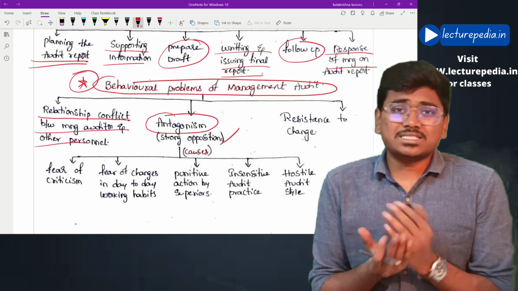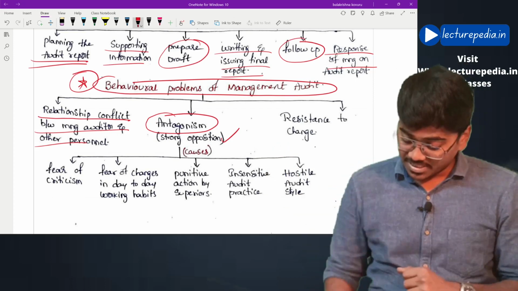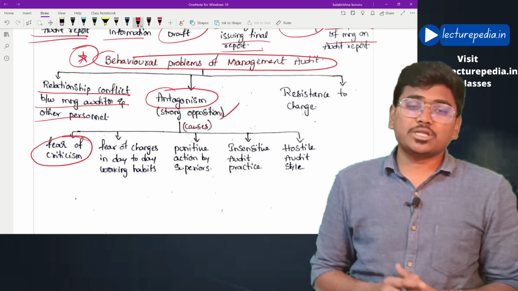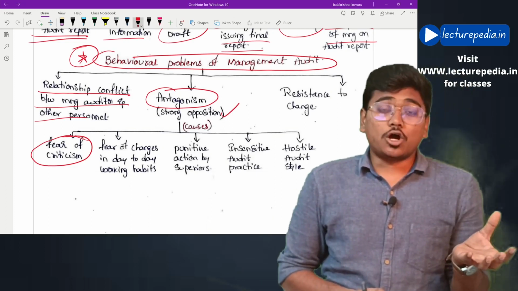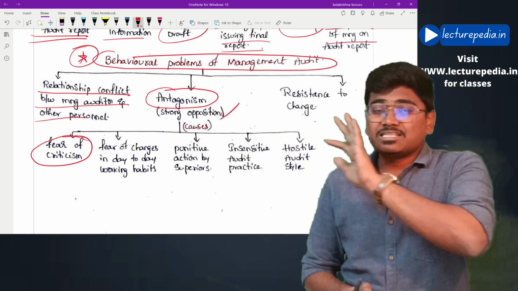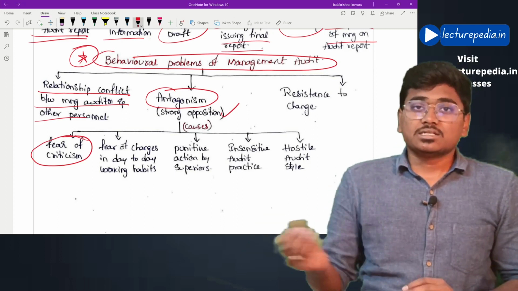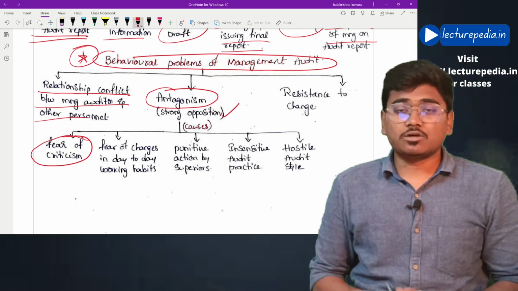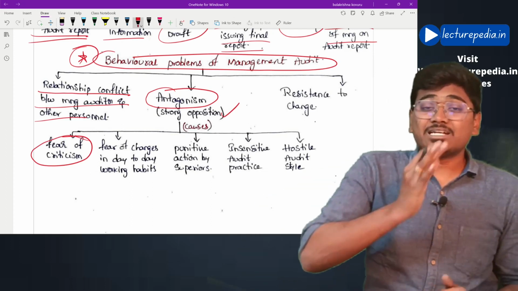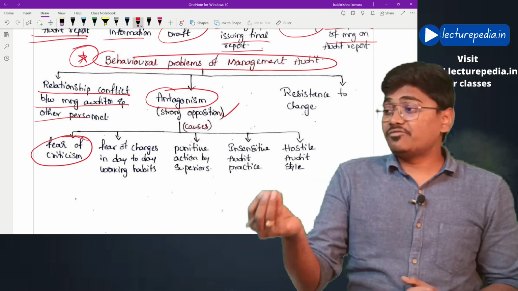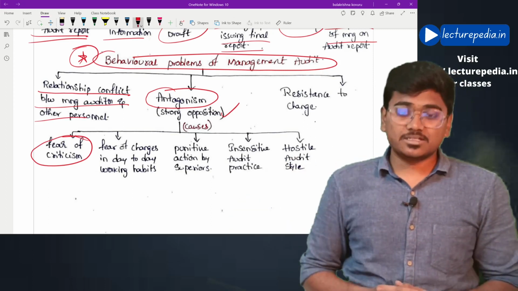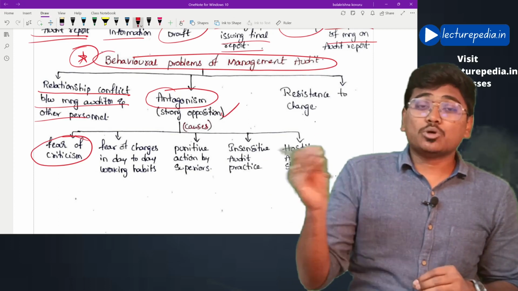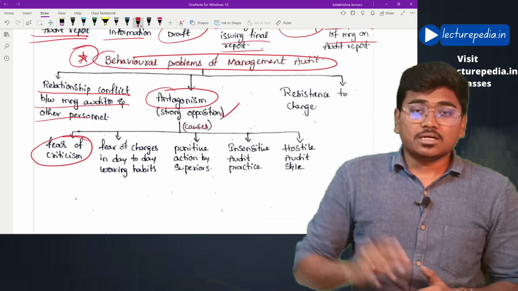What are the causes for this antagonism? Let us see. Fear of criticism. The staff might feel that the management auditor might criticize the work that is being performed by the staff. If any mistakes are performed by the staff, those mistakes will be highlighted by the management auditor. They might feel that he is criticizing their work. That could be the first reason for opposing the management audit by the remaining staff.